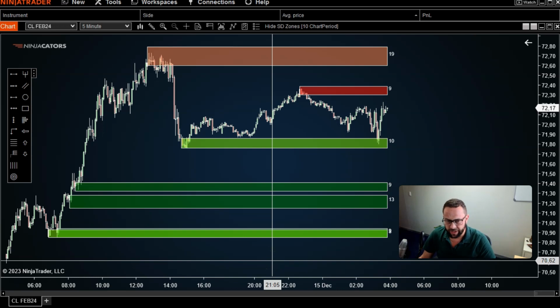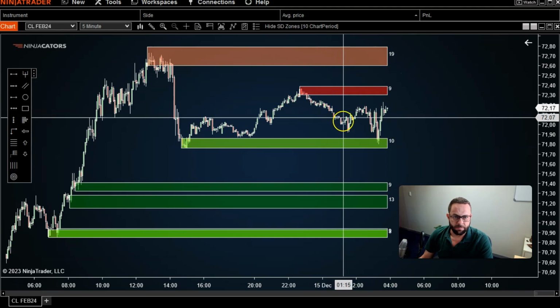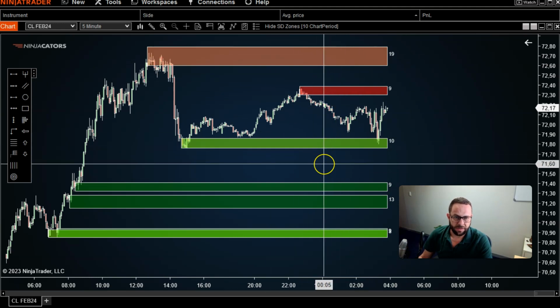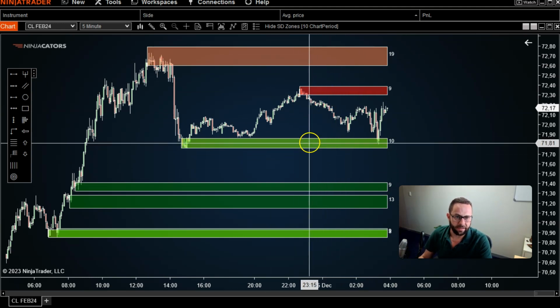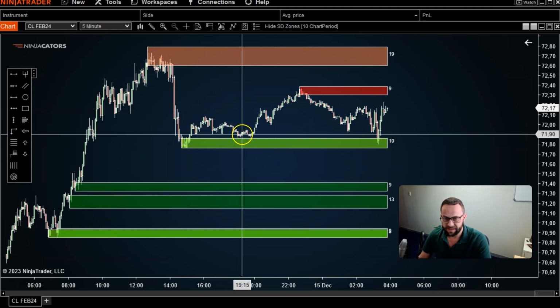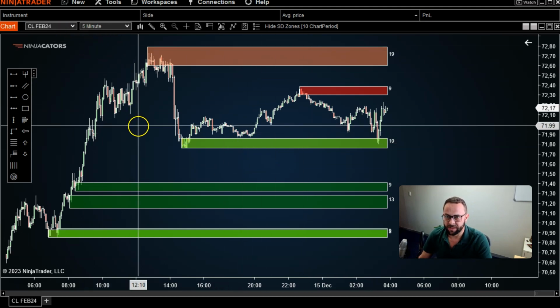Here's how to boost your trading results with this NinjaTrader supply and demand indicator. These zones on my chart here, the red and green ones, are extreme supply and demand zones that were calculated using volume, blocks of volume, and order flow activity. With this example, I'm using crude oil on a 5-minute time frame.